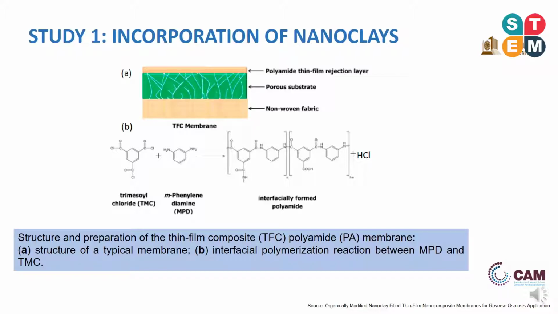Here we can see the structure and the preparation of the thin film composite polyamide membrane. Three layers are observed, formed by the interfacial polymerization reaction between metaphenylenediamine and trimesoyl chloride. In our study, we first submerged the polysulfone into the metaphenylenediamine, and then immersed it into trimesoyl chloride containing the nanoclays. As a result of the interfacial polymerization process, the thin film nanocomposite membranes are obtained.